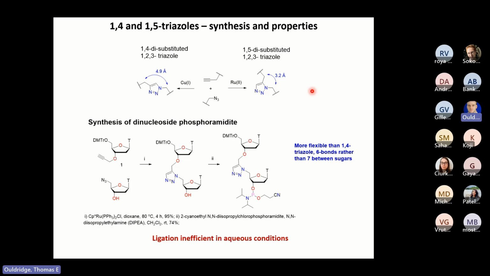So in order to test the theory about how well they read through, we had to incorporate these 1,5 disubstituted triazoles by adding them as dimers into synthetic oligonucleotides. So we wanted to test how the polymerases responded to these different triazoles, but we had to do it by using chemistry to assemble the DNA rather than ligation.